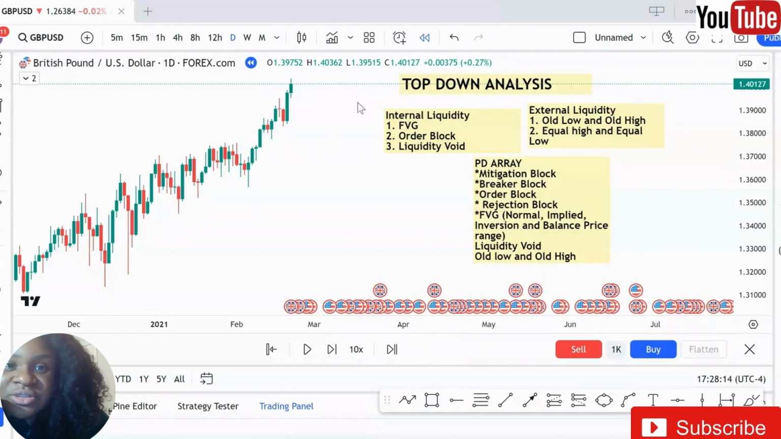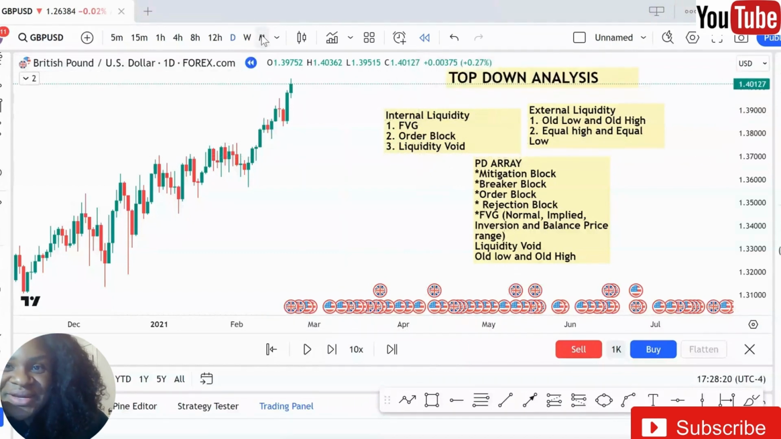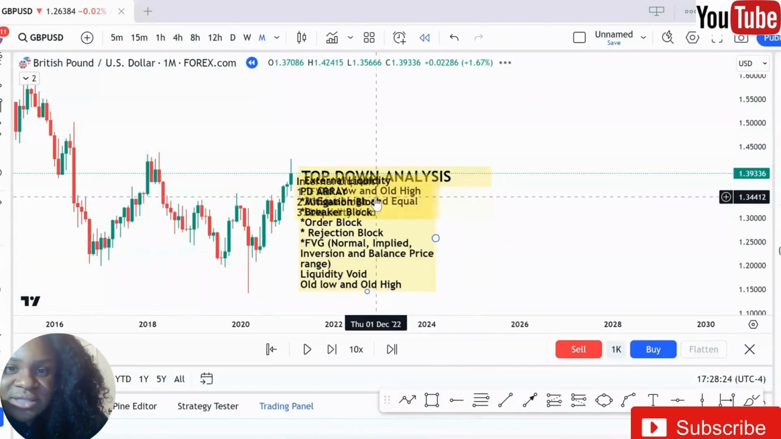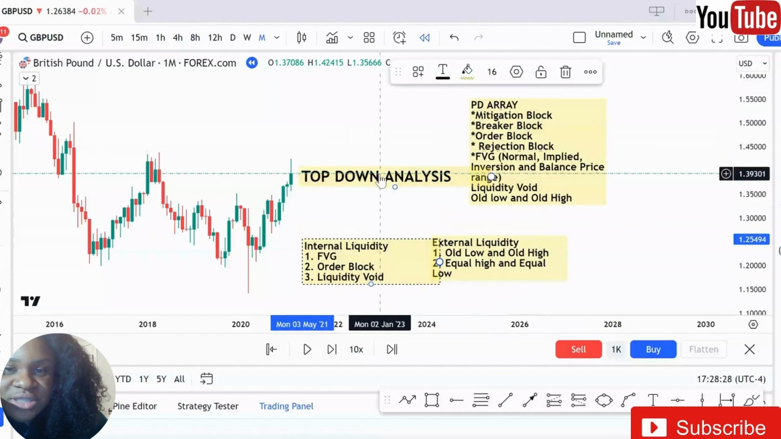These are the things you need to do your top-down analysis from the higher time frame to the lower time frame. I hope you guys can see it in a better way. I was trying to make it fit in. Okay, it's all combined together. So I'll start with my 1 month chart.